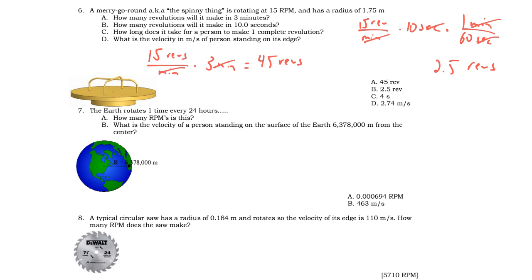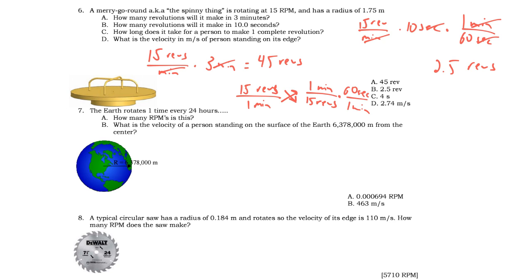How long does it take for a person to make 1 complete revolution? So here we just simplify the fact that if it's 15 revs per 1 minute, well, we don't really simplify it. We just flip this upside down. We just say, well, then in 1 minute, we'll make 15 revs, and then we simplify this fraction. 1 divided by 15 is some decimal times 60 seconds in 1 minute is where that 4 seconds comes from.